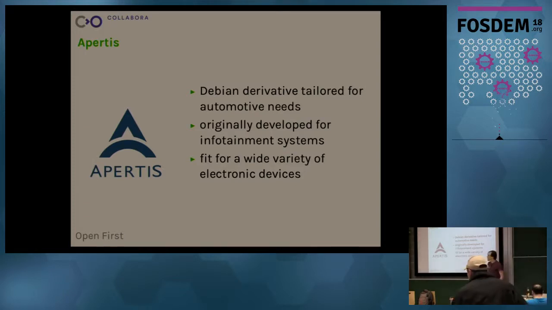Right, so Apertis is a Debian derivative distribution, which is based, in fact, not just on Debian, but on Ubuntu and a bunch of other packages we've developed ourselves. It's been originally developed for automotive purposes, in particular entertainment systems in the cars, but since then the focus has been shifted to all sorts of other onboard computers in cars.